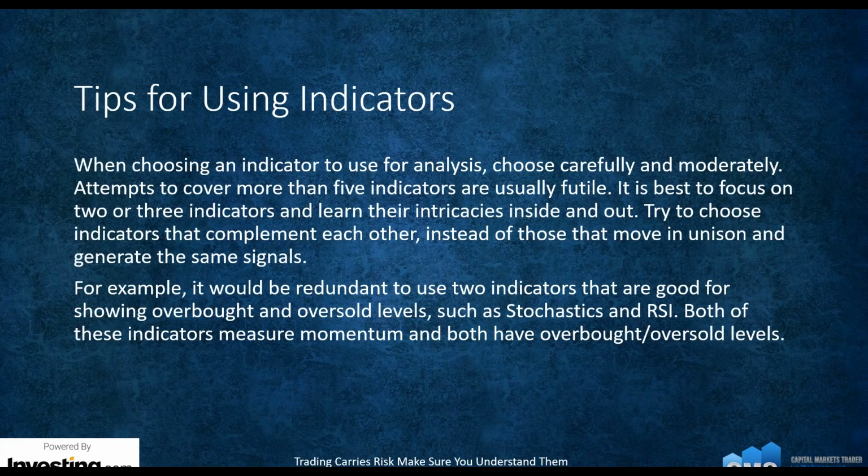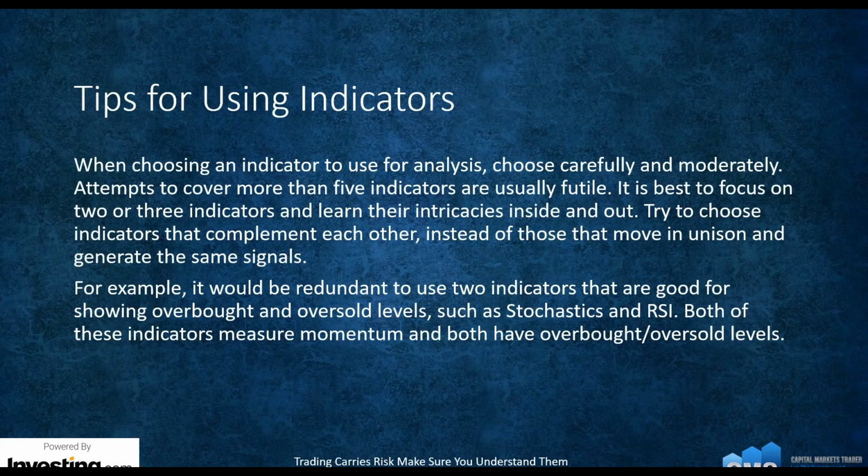So try to choose indicators that complement each other instead of those that move in unison and generate the same signals. For example, it would be redundant to use two indicators that are good for showing overbought and oversold levels, such as stochastics and RSI.